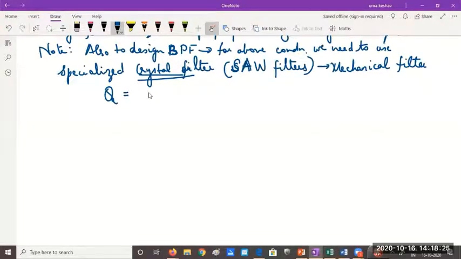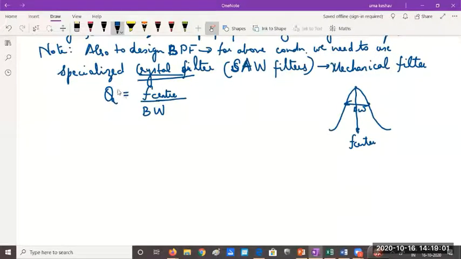What does that quality factor specify? You have studied this FC by bandwidth, where FC represents the center frequency divided by the bandwidth of the filter. So please remember, if you have a band pass filter like this, and that band pass filter has some bandwidth, and the center frequency of the filter is somewhere here. So you divide that center frequency with bandwidth, you will get something known as quality factor of the filter.